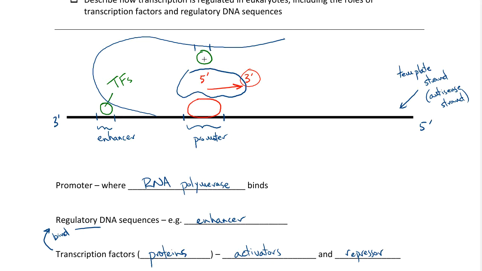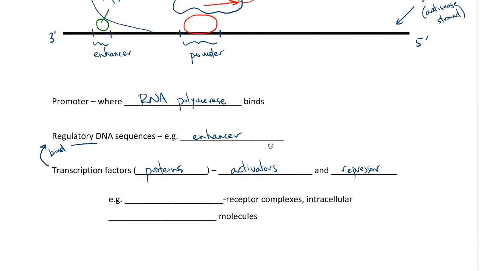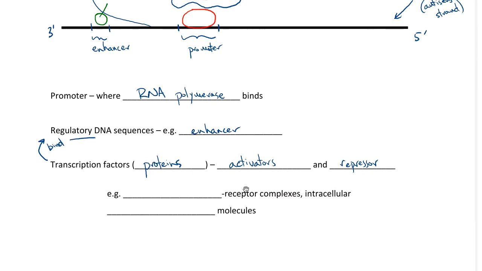So the transcription factors bind to the regulatory DNA sequences. They recruit other proteins that help the RNA polymerase bind to the promoter, which then starts polymerizing RNA. It's the interaction of all of these things, which can get complex, which is going to make it more or less likely for the gene to be transcribed.